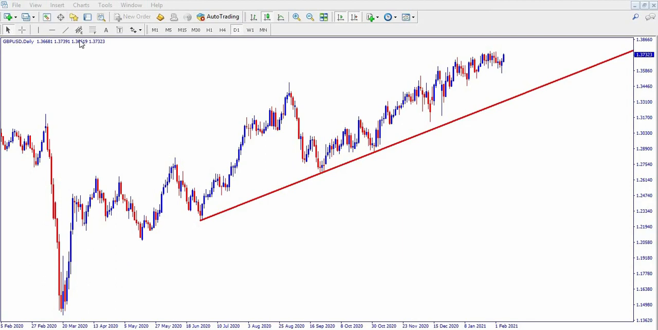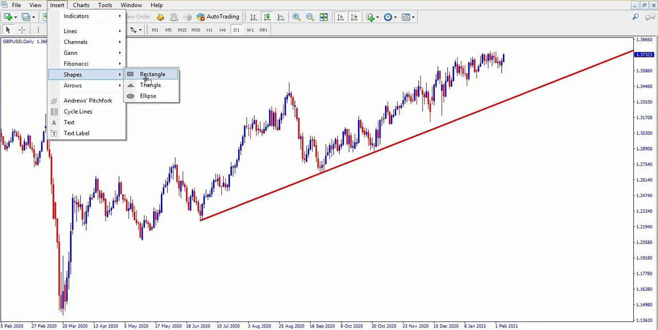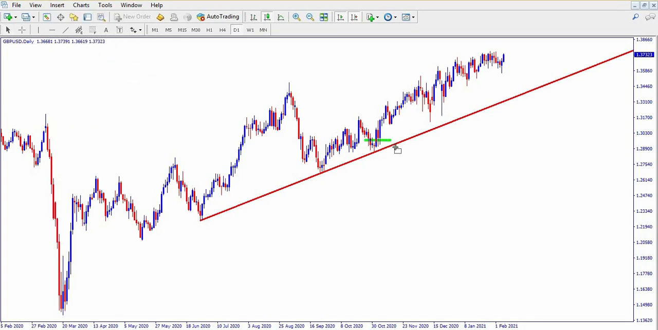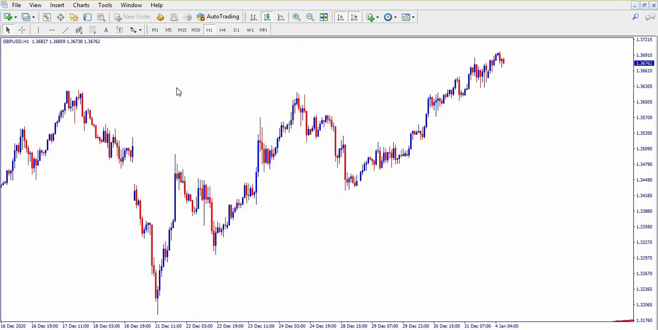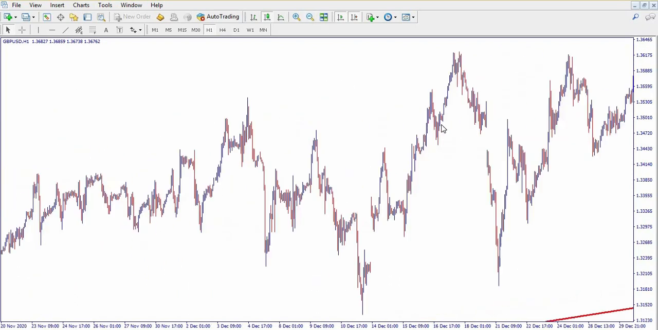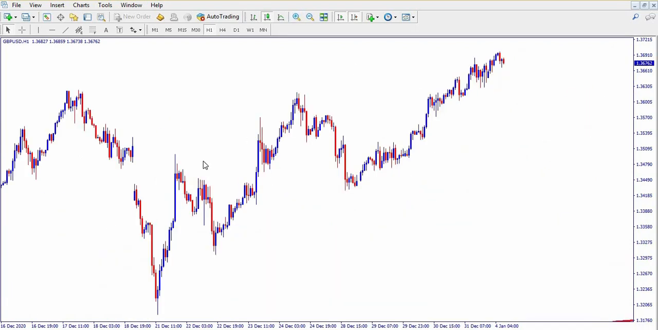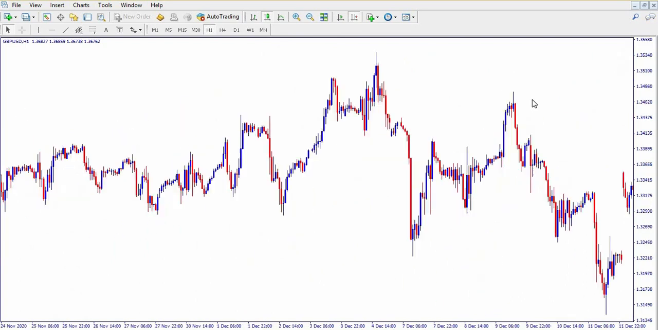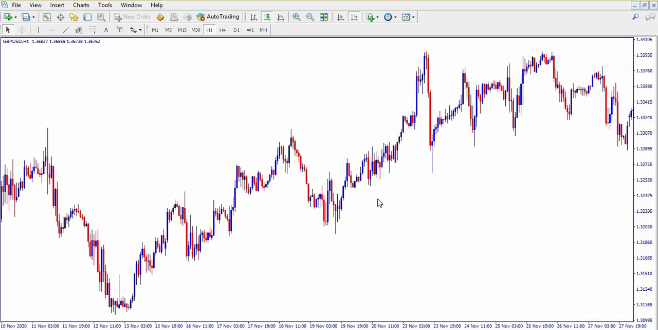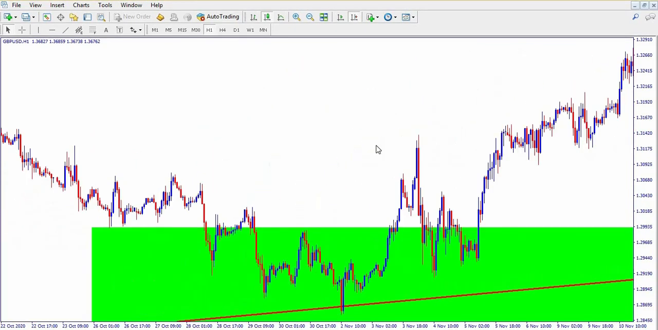So first of all, I would like to highlight that area so I can go back to my 1 hour time frame and see what happened at that point. So once you've identified the trend, it is advisable to go to a lower time frame to execute your trade. Look for entry opportunities from the trade.